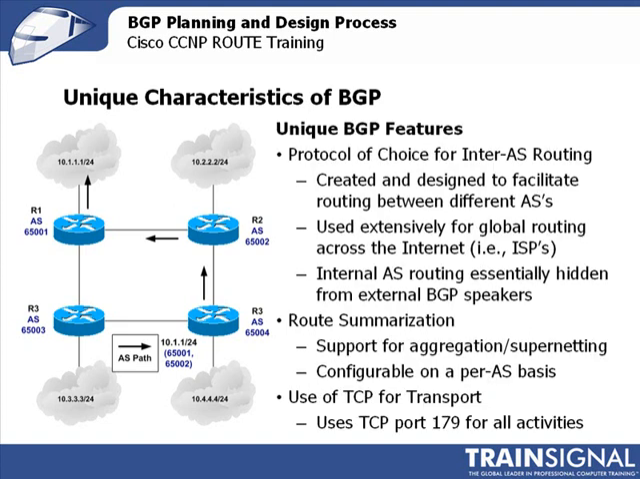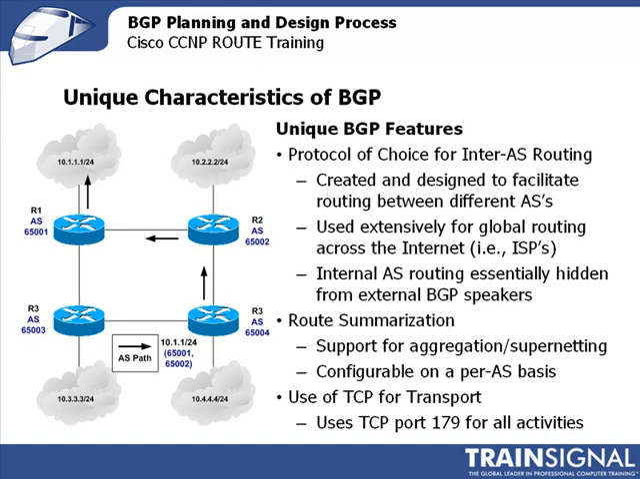Now let's look at some unique features of the BGP protocol, Border Gateway Protocol. To begin with, it is the protocol of choice for inter-autonomous system routing. Remember, intra means within and inter means between. So intra-AS routing is what IGPs do, and inter-AS routing is what BGP does. It's used extensively for global routing across the internet, specifically internet service providers.